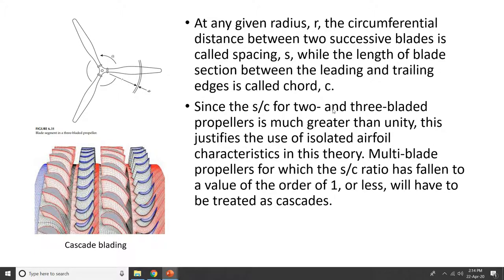Since S by C for 2 and 3 bladed propellers is much greater than unity, it means the length of the chord is very small compared to the spacing, the circumferential distance at a given radius, 2 pi r. So the circumferential distance between these two is very large compared to the length of the chord.